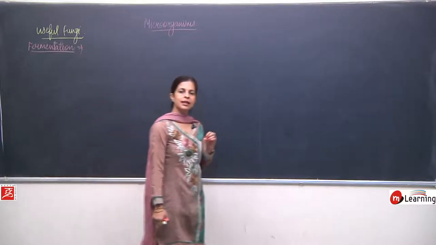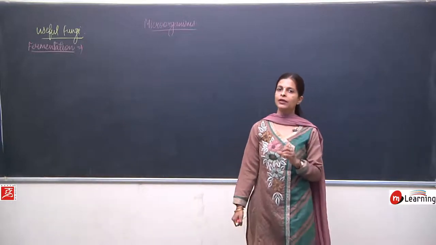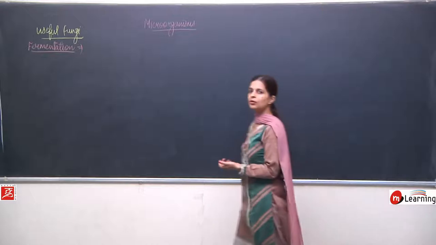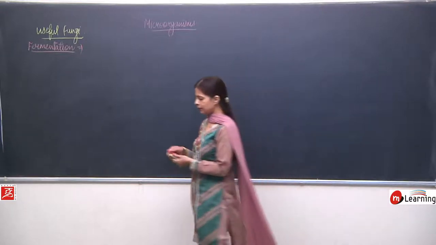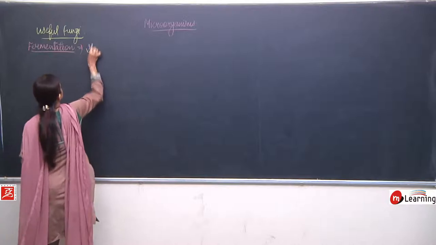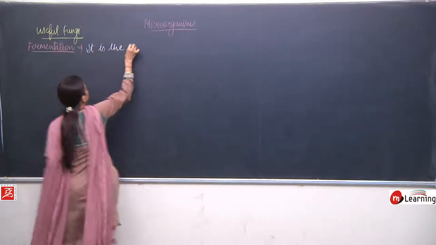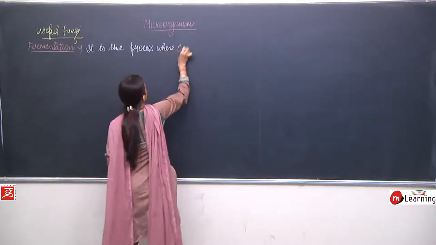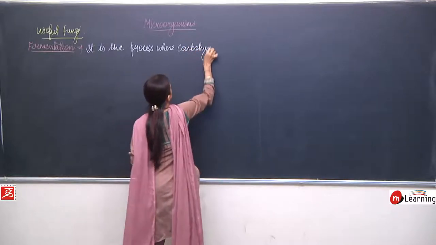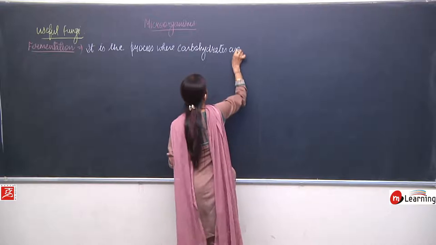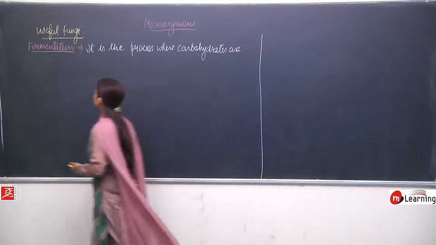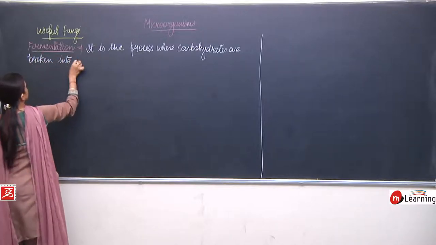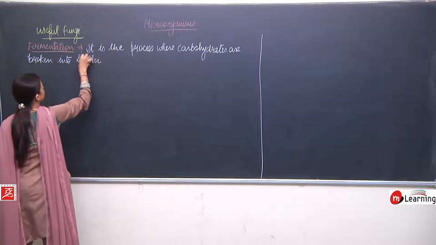Fermentation is a process in which microorganisms break carbohydrates into simpler parts. So what are the simpler parts? Maybe ethanol and carbon dioxide. Let me write the definition first of all. It is the process where carbohydrates are broken into simpler parts or simpler substances.